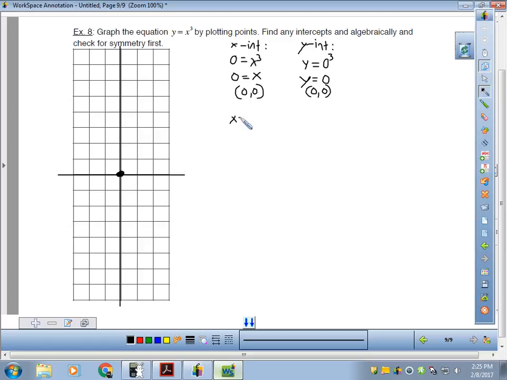So let's check for x-axis first. With x-axis, we change the sign on the y. So we're going to have negative y equals x cubed. And then we'd want to solve that for y, so we'd want to multiply both sides by negative 1. So we get y equals negative x cubed. Compare that to the original. Are they the same? They're not. So we know it's not x-axis.